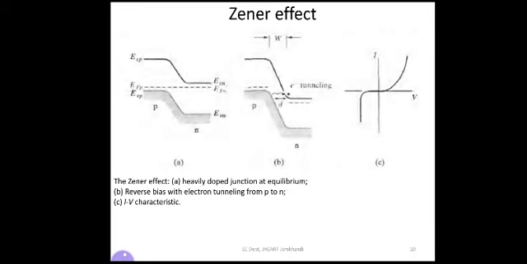Figure C shows the IV characteristics. In the forward bias, it is normal. In the reverse bias, when the voltage VBR is reached, there is a sharp rise in the current. That is shown in the VI characteristics.